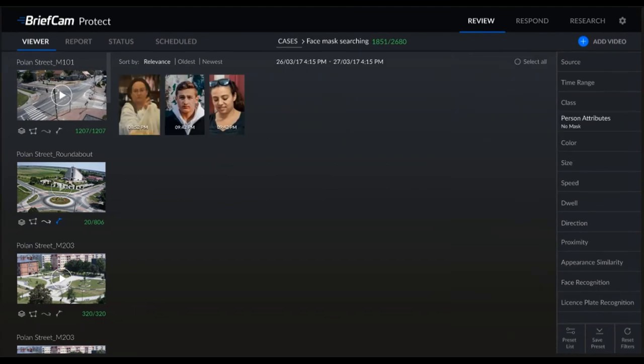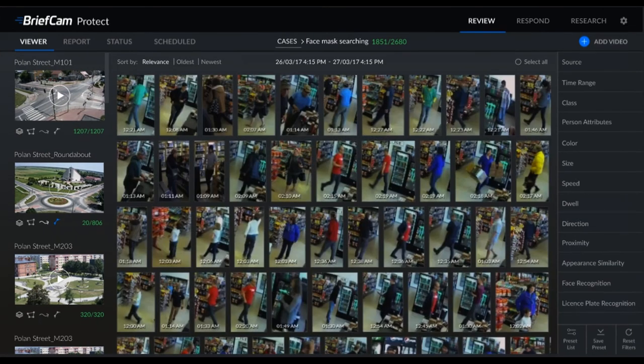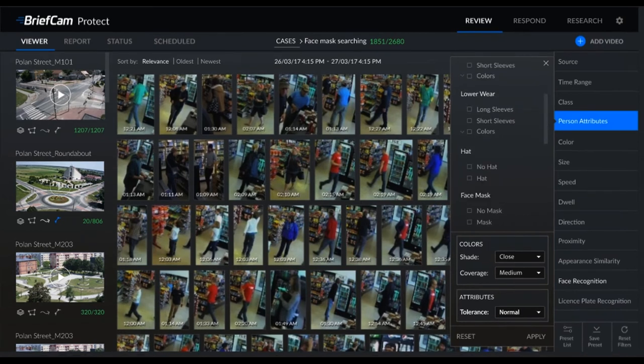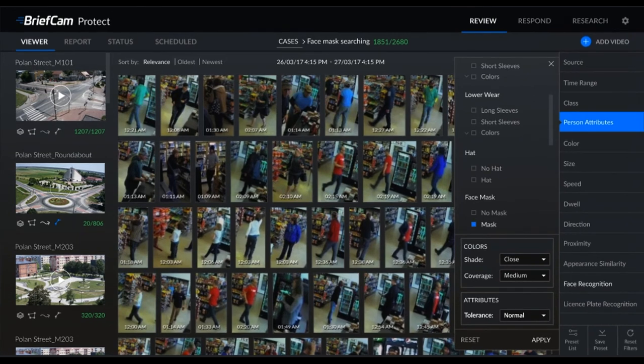However, with BriefCam, the video content analytics platform, we do have some other tools to help identify and trace, and we're not limited to just facial recognition, and those include appearance similarity, for example.